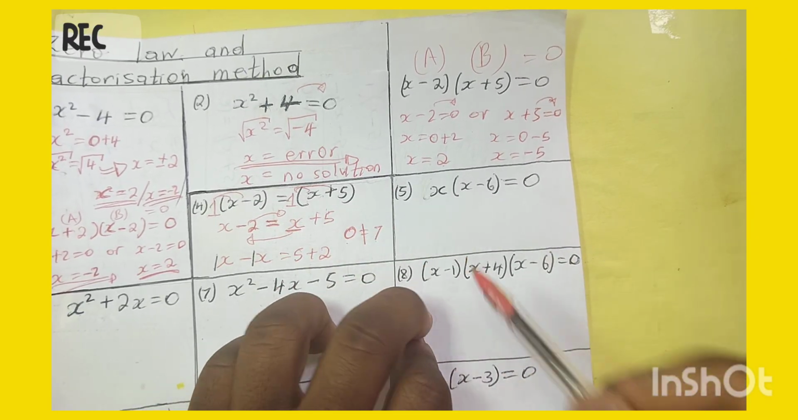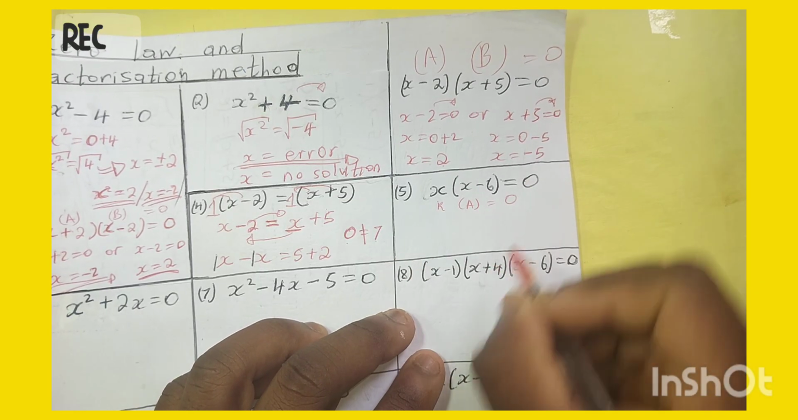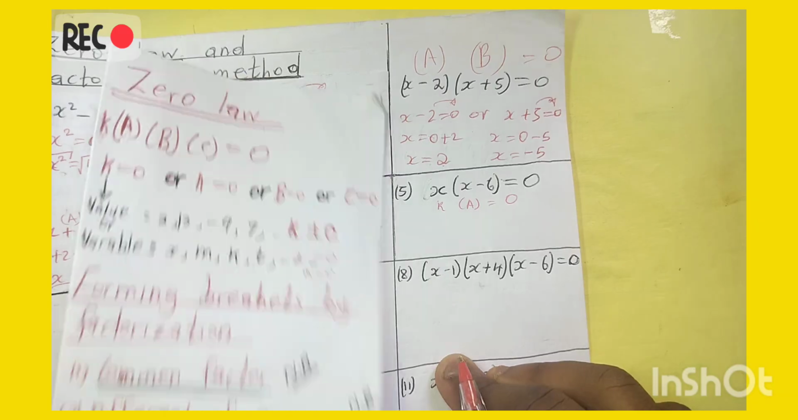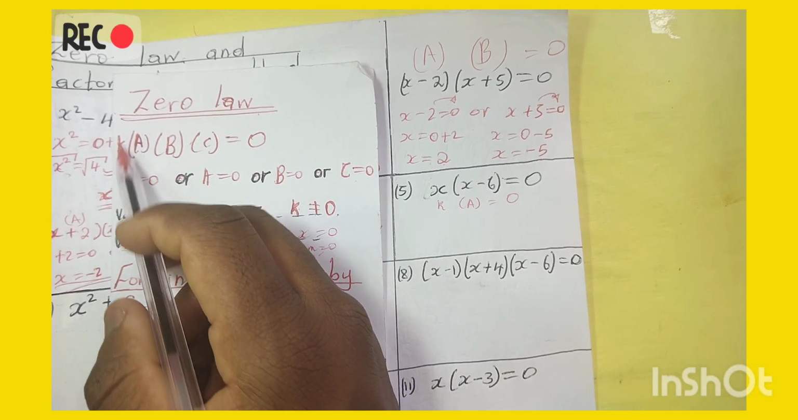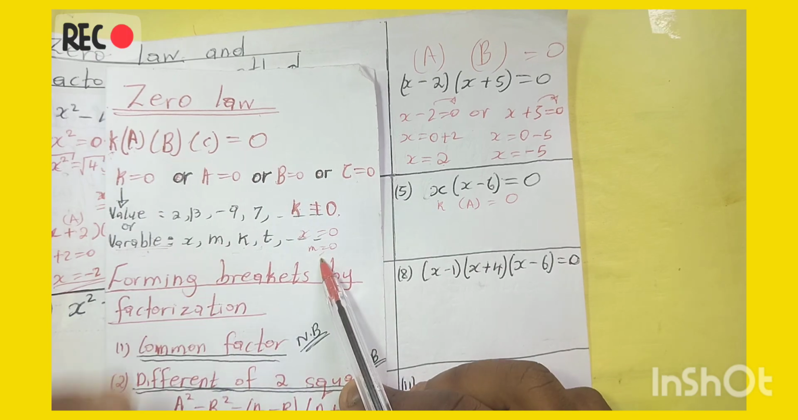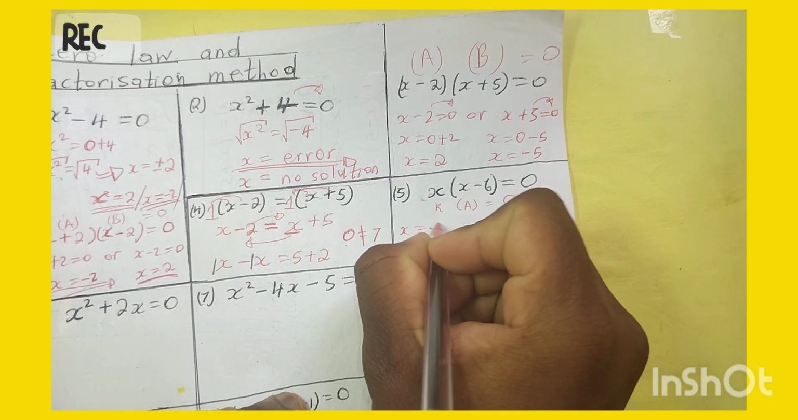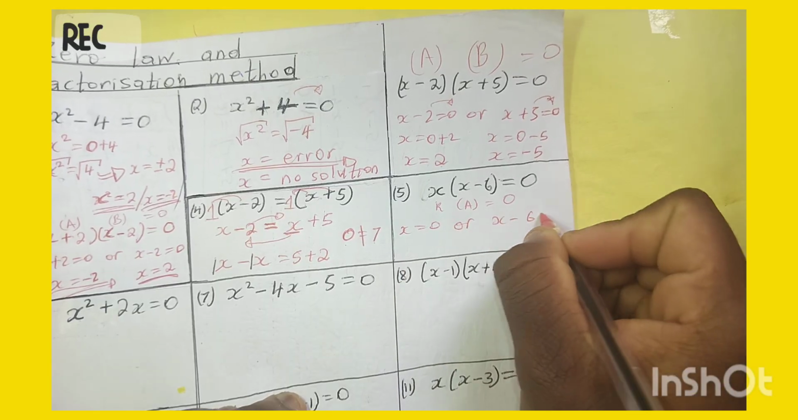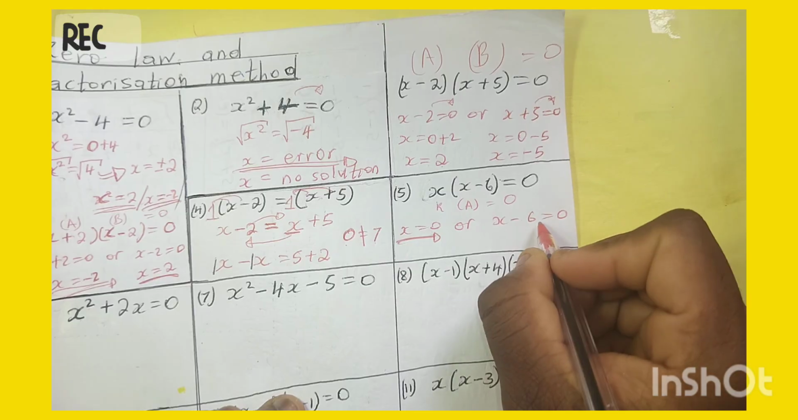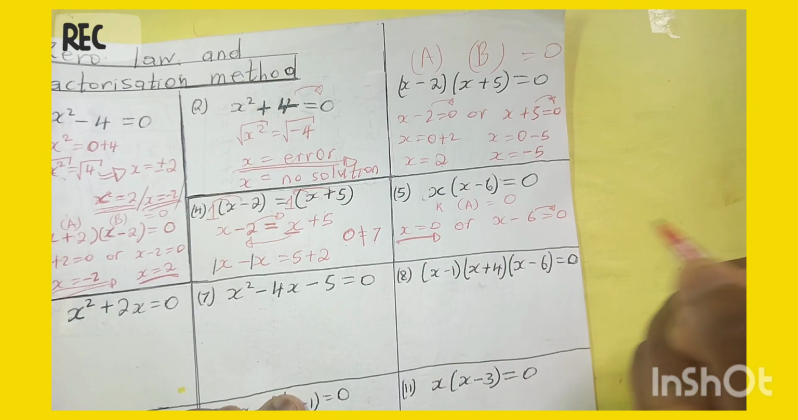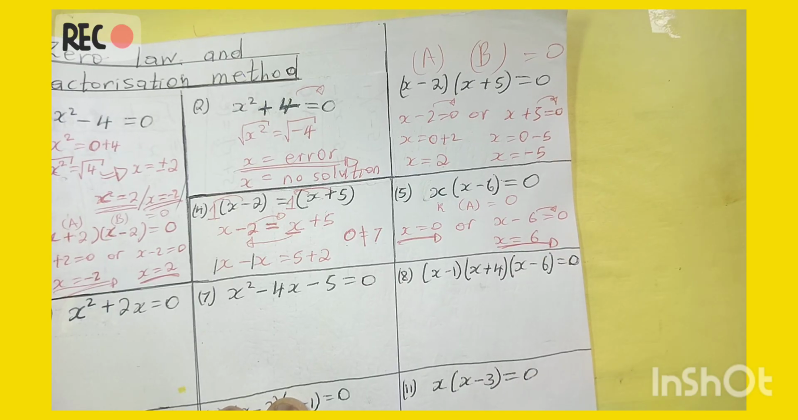So what about this one? For this one, we got k and bracket a. Remember from the a zero method, that k is a constant number or a variable. So I will equate this thing to 0, or it's equal to 0. This one is my first answer. For me to get my second answer, take this thing to the other side, and it becomes positive. That is the final answer.